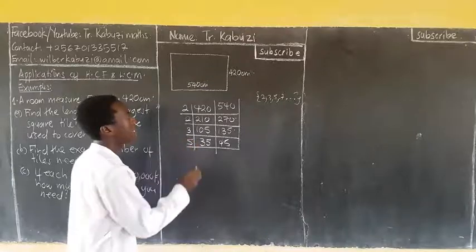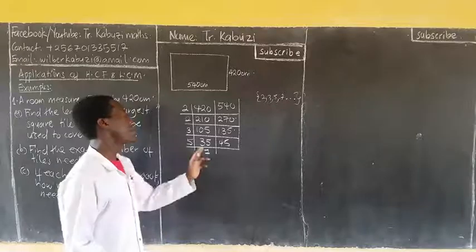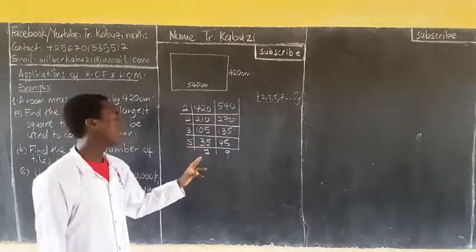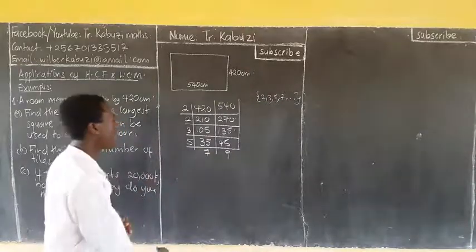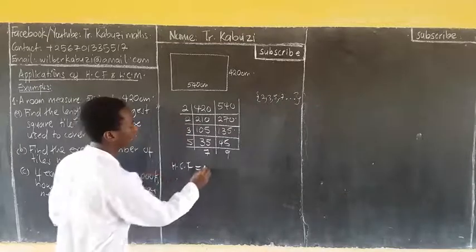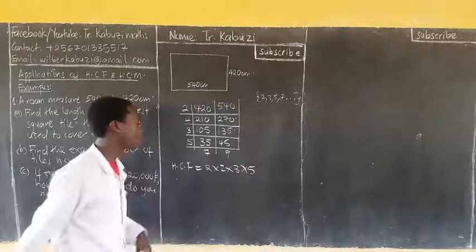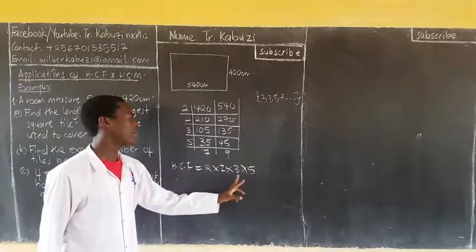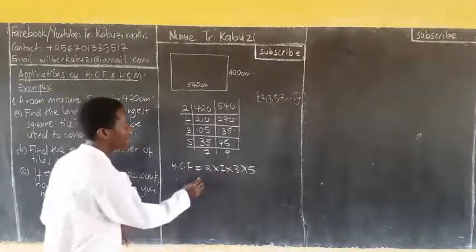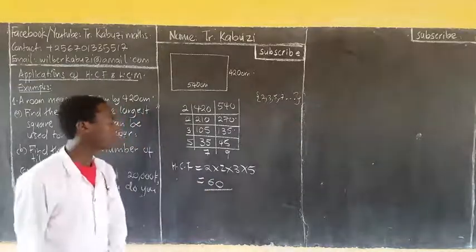So, by 5, the next prime number is 5. By 5, here I get 7. By 5, here I get 9. Now you don't have any number except the 1 that is dividing these 2. Meaning that now, my highest common factor here is going to be 2 times 2 times 3 times 5. Okay, 5 times 3, that's 15, times 2, that's 30, times 2, that is 60. Or you can pull out your calculator and just press them on the calculator.